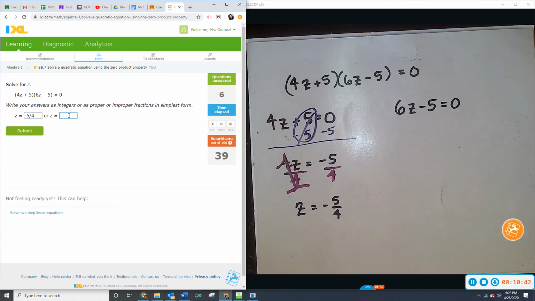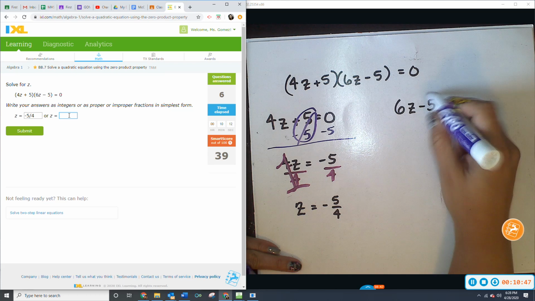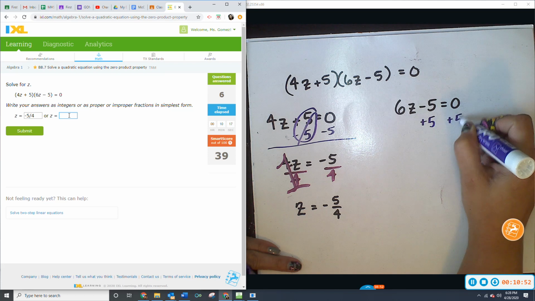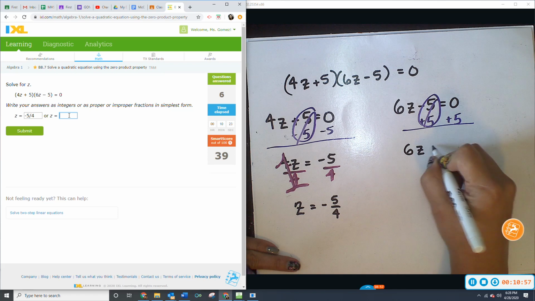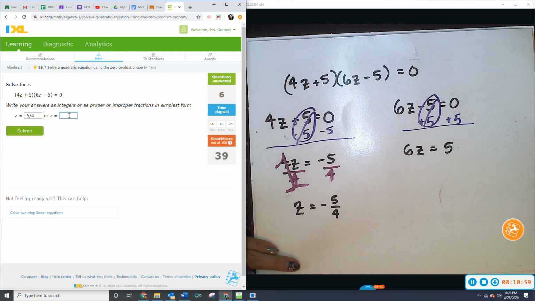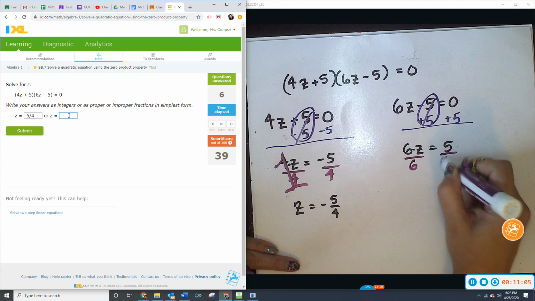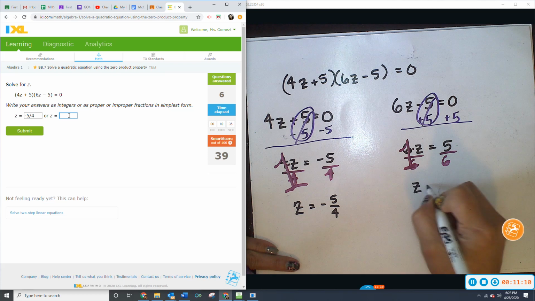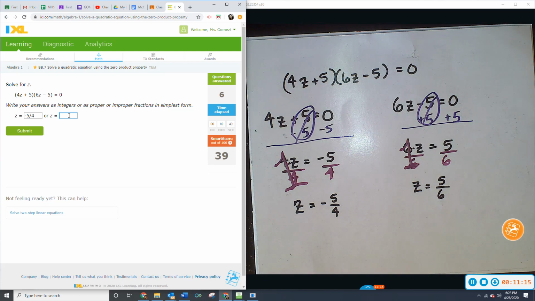Let's do the same steps over here on the right side. Now, this time, my constant is a negative 5. So the inverse operation is adding 5 to both sides. That eliminates, leaving me with 6z is equal to 5. Once again, they are being multiplied, so the inverse operation is division. 6 over 6 reduces to 1, and you're left with z is equal to 5/6. All right, so let's write that in. 5, almost did it again, 6.